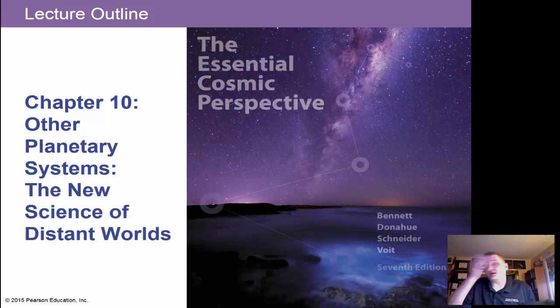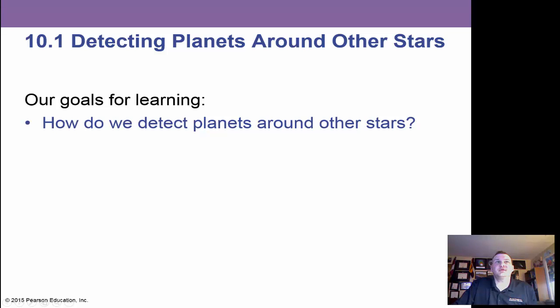This is Chapter 10 over Other Planetary Systems, the New Science of Distant Worlds. So our goal for this part is going to be how do we detect planets around other stars?